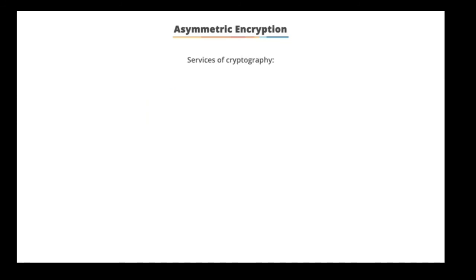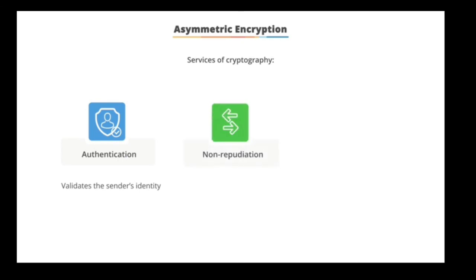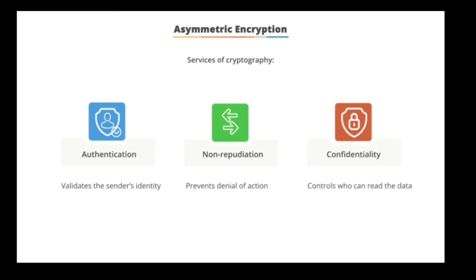Some of the services of cryptography. Authentication: if I encrypt with the sender's secret key, then it's a private key. If somebody can decrypt it with my public key, it had to come from me. Non-repudiation: I cannot refute that it came from me. Confidentiality: if I encrypt with the receiver's public key, the only person that can decrypt it is the receiver with their private key.